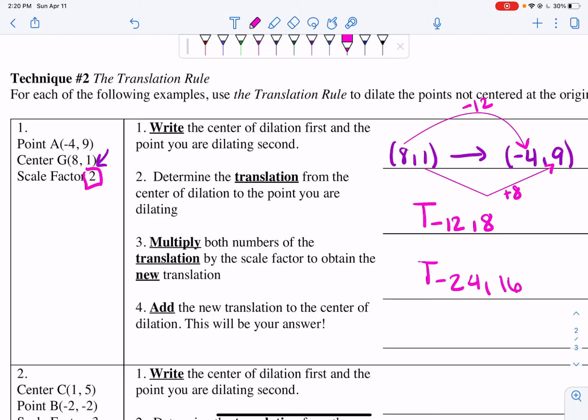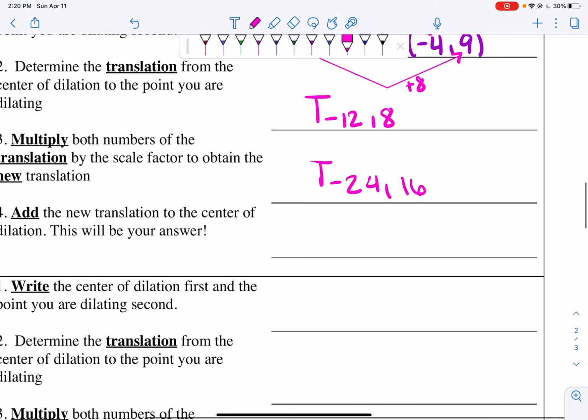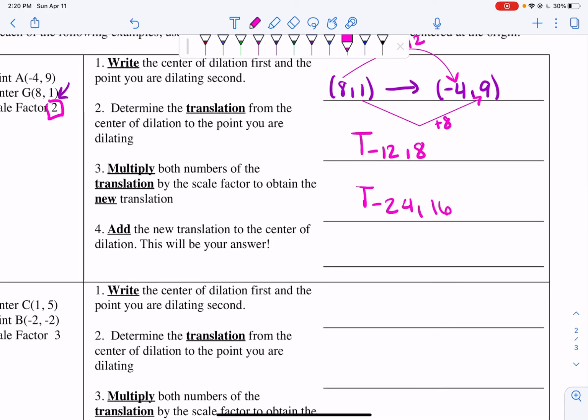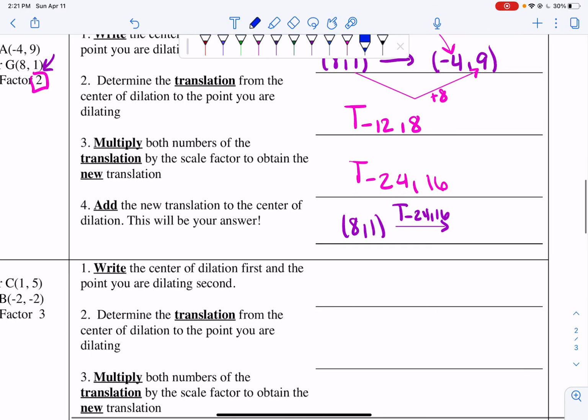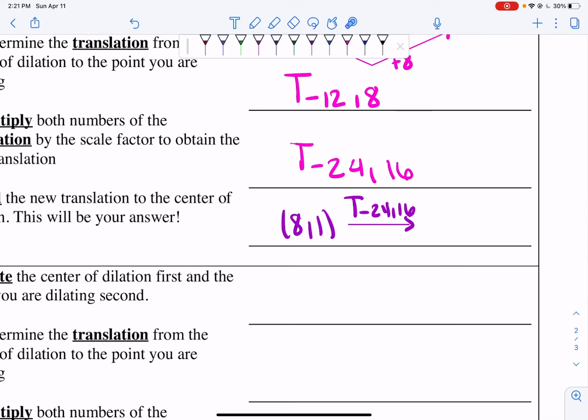Step 4 says add the new translation to the center of dilation. This is going to be your final answer. So if we look, we're going to take that 8, 1, do a translation of -24, 16, and that will give us our final answer. So 8 minus 24 is -16. 1 plus 16 is 17.